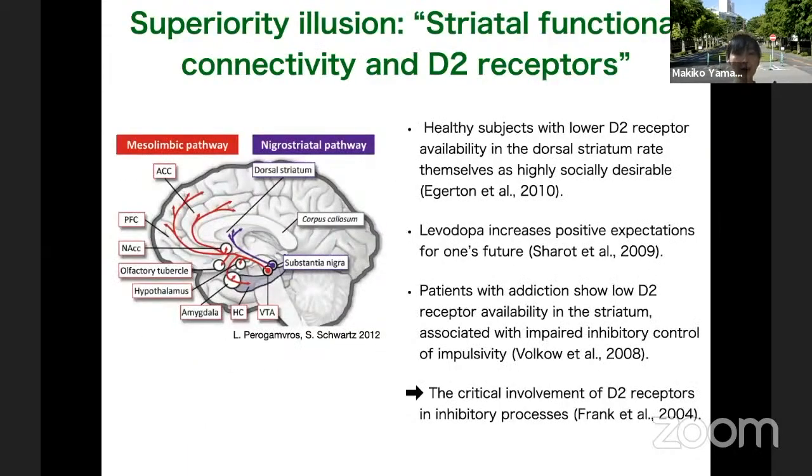In this study, we are focusing on D2 receptors. In a previous PET study, it has been reported that subjects with lower D2 receptor availability in the striatum rated themselves as highly socially desirable in a questionnaire. And as I have shown in a previous slide, Charlotte's study indicated levodopa increased positive expectations and optimistic bias.